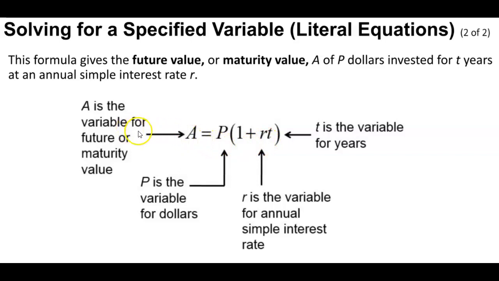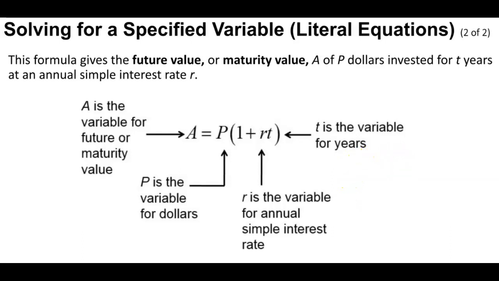A represents the variable for future or maturity value. P is the variable for dollars. 1 is a fixed value or a fixed number, so that doesn't change, it stays as 1. R is the variable for annual simple interest rate, and T is the variable for years.